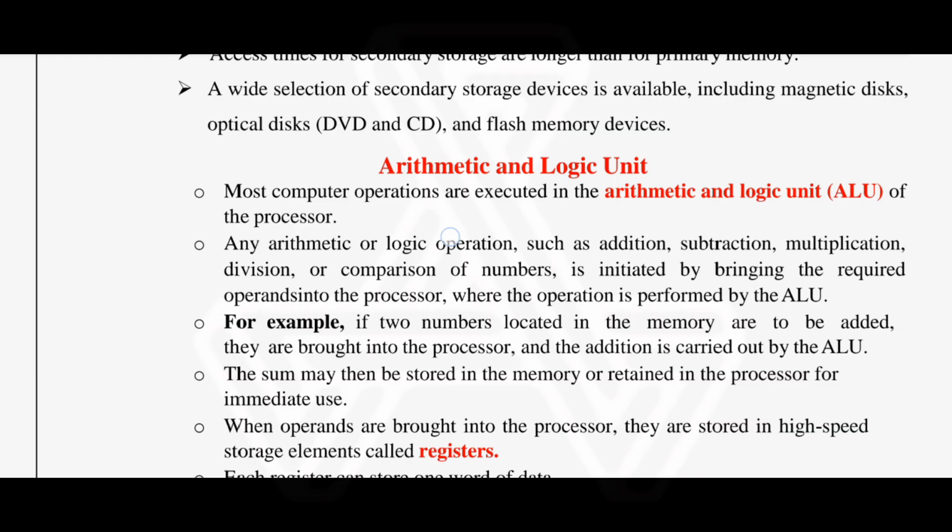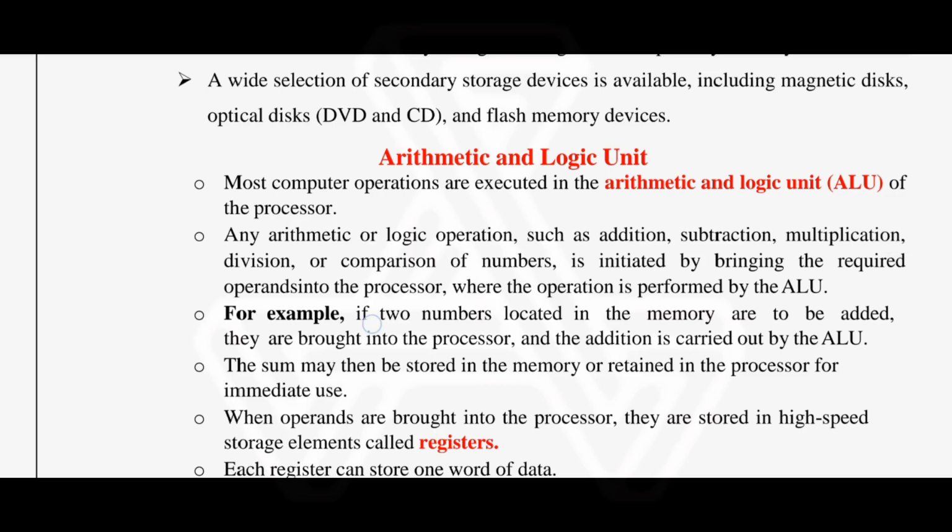Arithmetic logic unit. Most computer operations are executed in the arithmetic and logic unit of the processor. Any arithmetic or logic operation such as addition, subtraction, multiplication, division, or comparison of numbers is initiated by bringing the required operands into the processor, where the operation is performed by the ALU. For example, if two numbers located in the memory are to be added, they are brought into the processor and the addition is carried out by the ALU. The sum may then be stored in the memory or retained in the processor for immediate use.